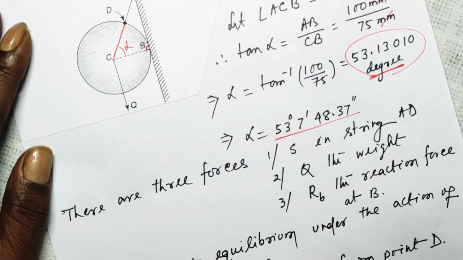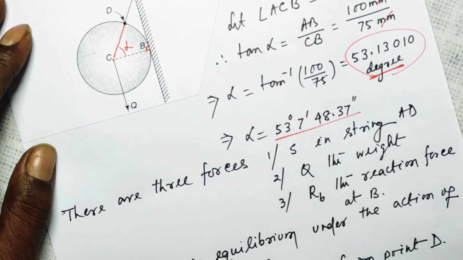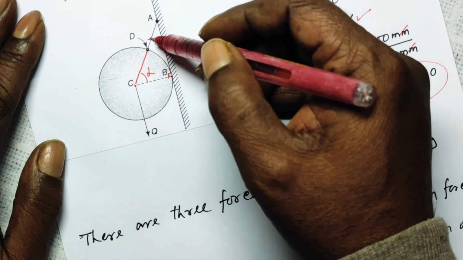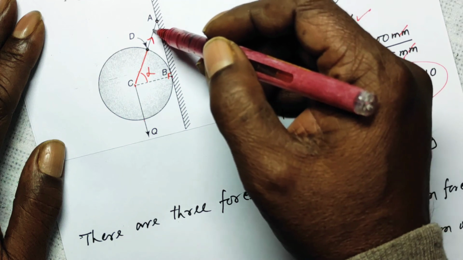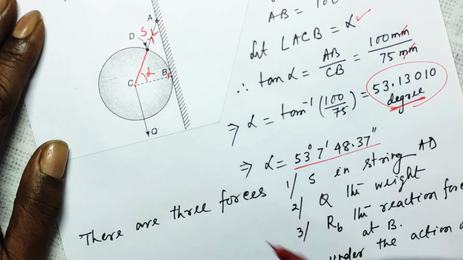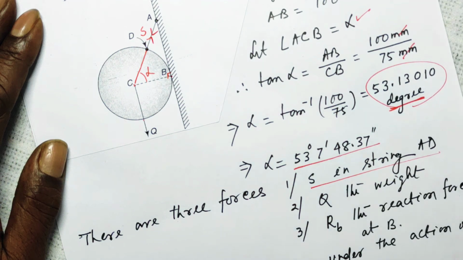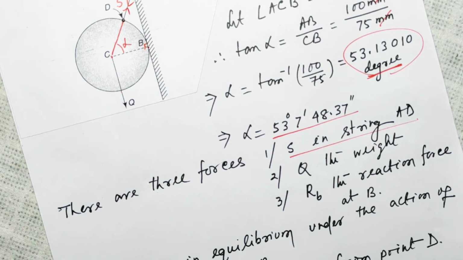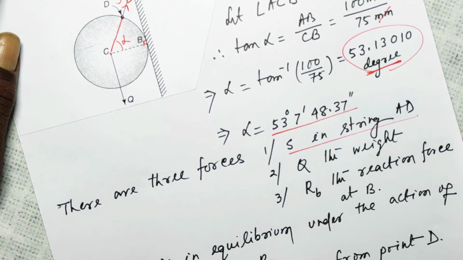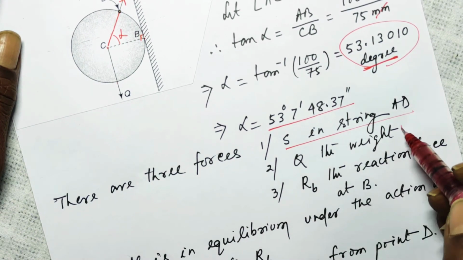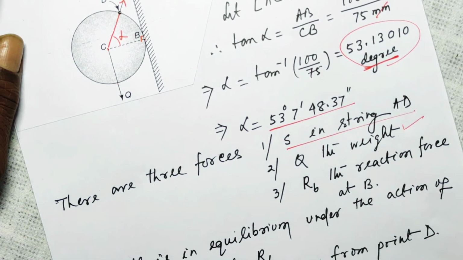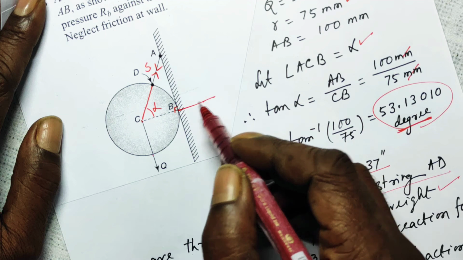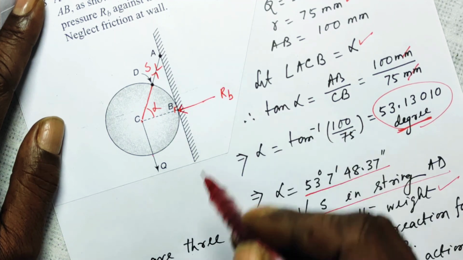Now, what is to be understood? Look, there are three forces. The tensile force in the string: if you consider the point D, it will be away from the point D. If you consider the point A, it will be away from the point A. The same force S in the string AD. And the Q, the weight of the ball vertically downward, because the earth is pulling it down due to its weight, mg. Then RB, the reaction force at point B. Here, this ball will apply some action force, so to this side will be a reaction force B.